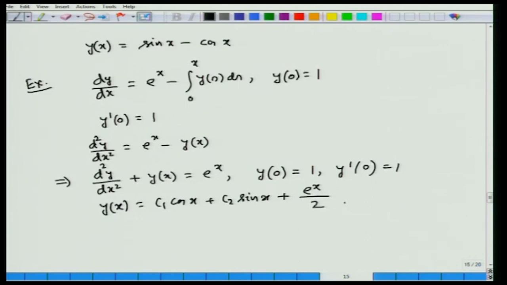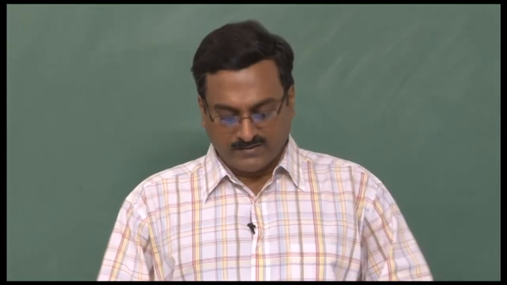The first part, c1 cosine x plus c2 sin x, is the complementary function, and e to the power x by 2 is the particular integral, and then using these two initial conditions you can find the solution of this problem as y(x) equal to cos x by 2 plus sin x by 2 plus e to the power x by 2. Of course, by substituting this expression for y(x) into the given integral differential equation, you can verify that this is a solution of this particular problem.